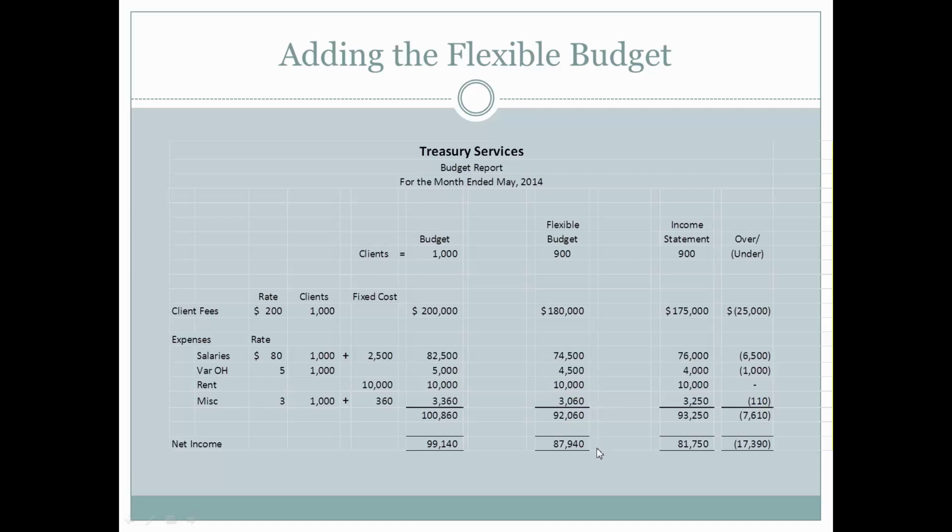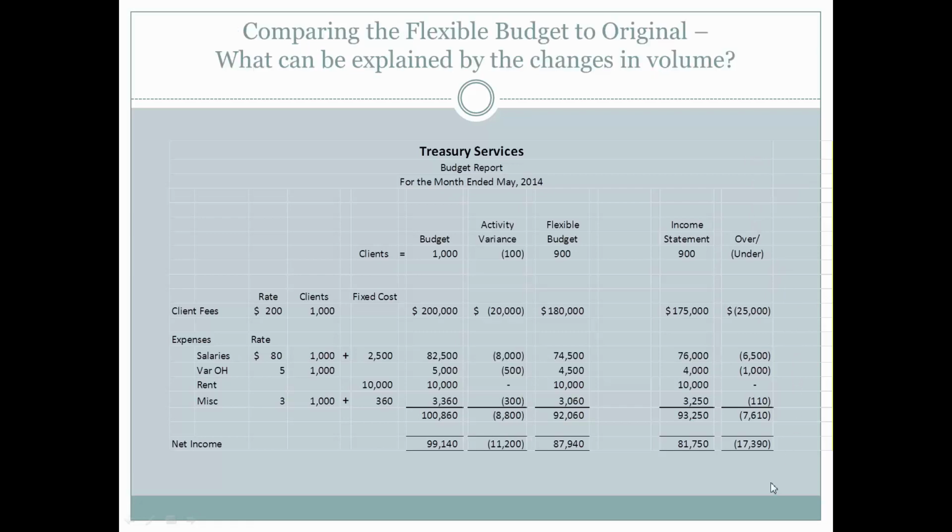Now, let's look at comparing the results and isolate the reason for the differences. So we want to isolate and figure out why we have these differences and explain them. The first thing we're going to look at is the activity variance, comparing the flexible budget to the original. What can be explained by the changes in volume? Well, intuitively, you know that the fees or the revenue is going to be less because we saw 100 less clients. So taking the budget minus the flexible budget, we have a $20,000 difference. Now, this would be unfavorable because revenue is lower than what it should have been, but we can explain $20,000 out of this $25,000 by the fact that we saw 100 less clients.